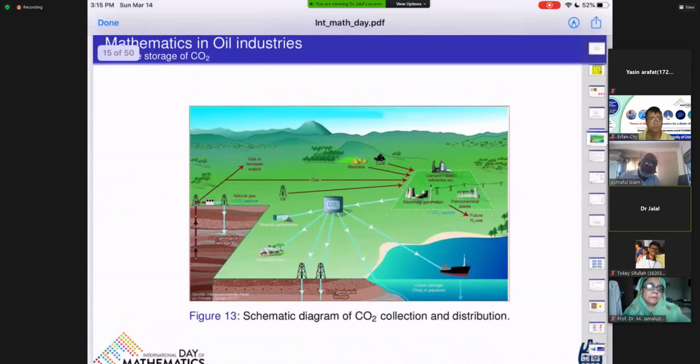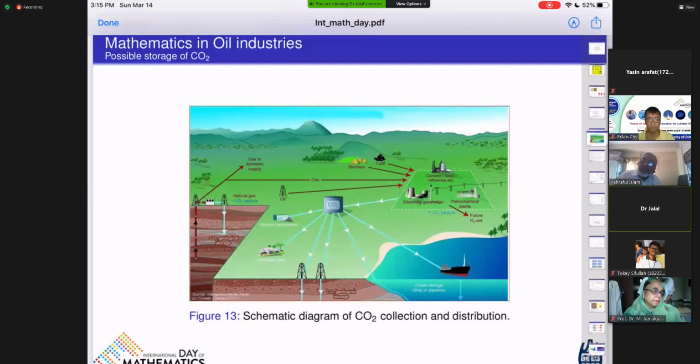So another way, nowadays, in the air, we have a huge amount of carbon dioxide. It comes from different production sites. So this is another headache for the industrial and environmental scientists: how can we reduce carbon dioxide in our environment?